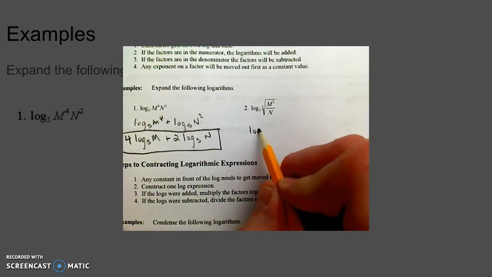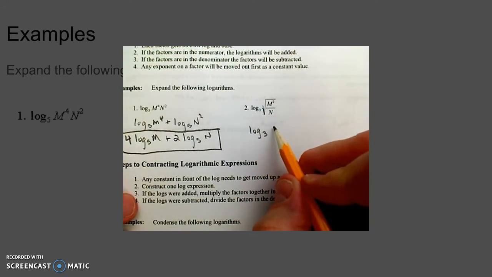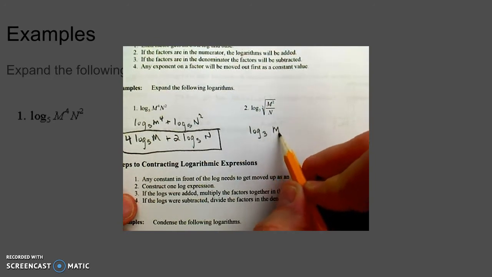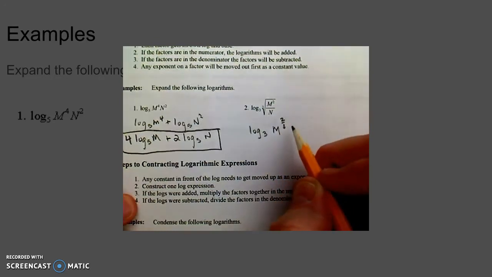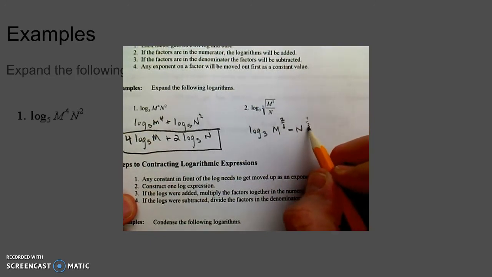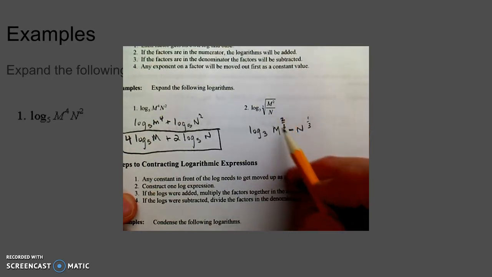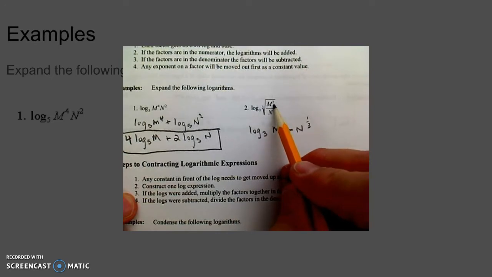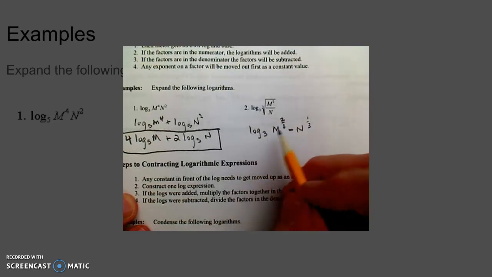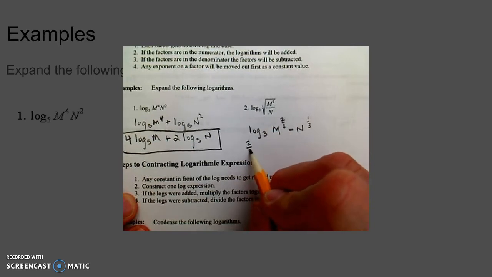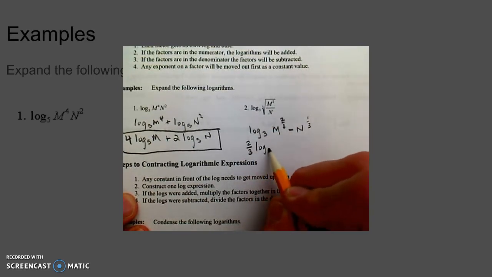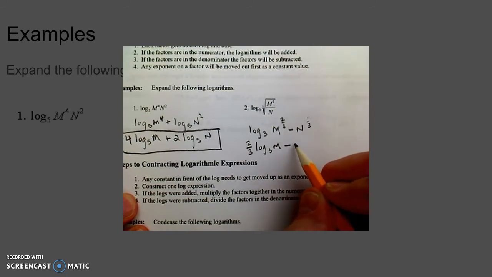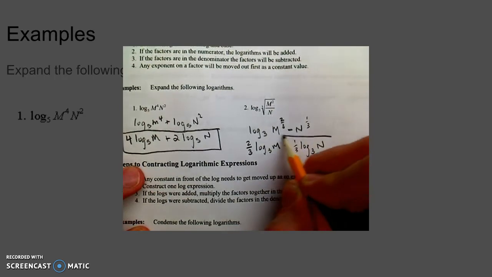So log base 3 of m to the 2/3 minus n to the 1/3. So the quotient here tells me I subtract. I took the cube root index, put that in the denominator of my exponent fraction. So now I'm going to bring my exponents out front. 2/3 log base 3 of m minus 1/3 log base 3 of n.